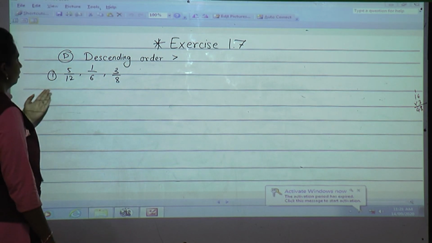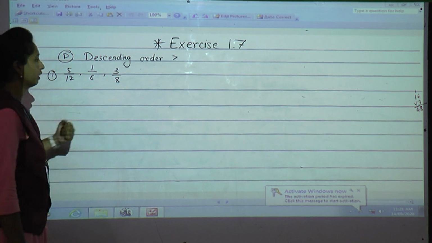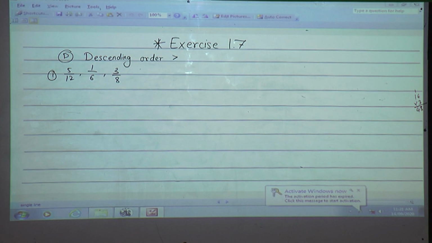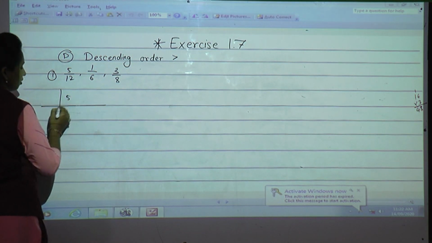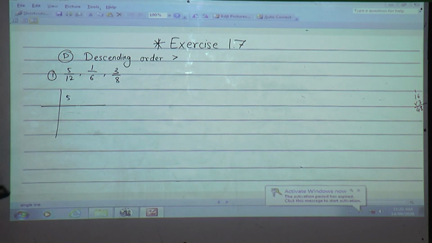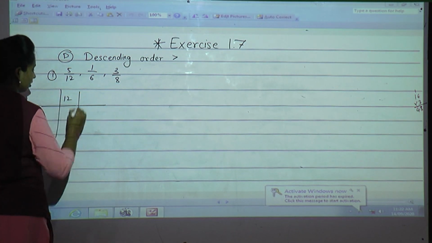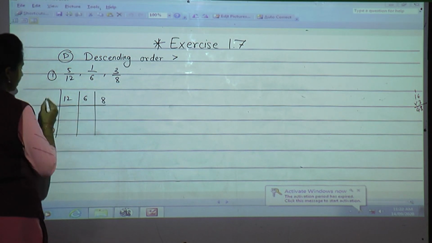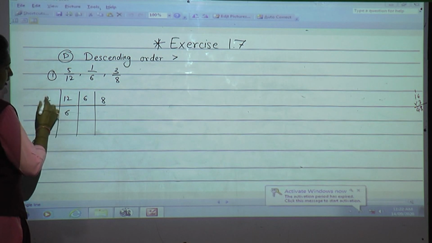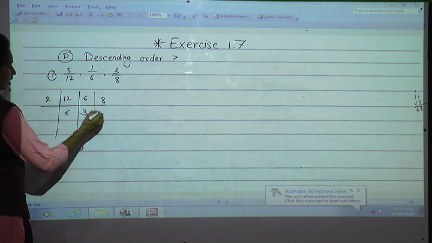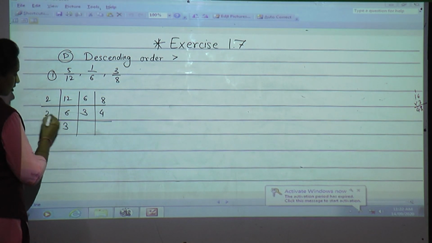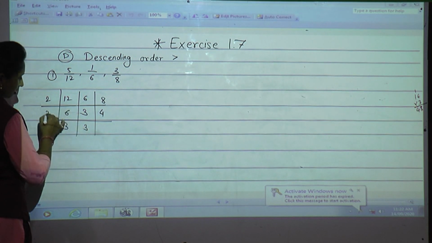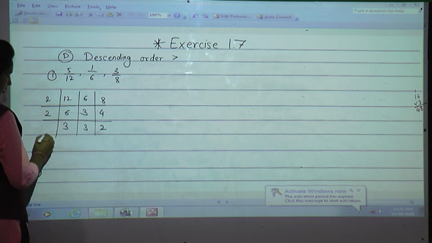Now see, the denominators are not the same, so we need to find the LCM of three numbers, isn't it? So I will find the LCM of these three numbers together. The denominators are 12, 6 and 8. I'll start with 2. 2 6s are 12, 2 3s are 6, and 2 4s are 8. Okay, now again with 2. 2 3s are 6. Here it will not go. 3 remains as it is. 2 2s are 4, isn't it?